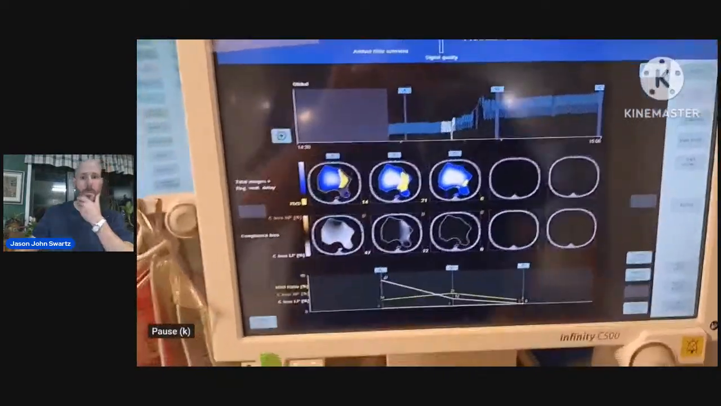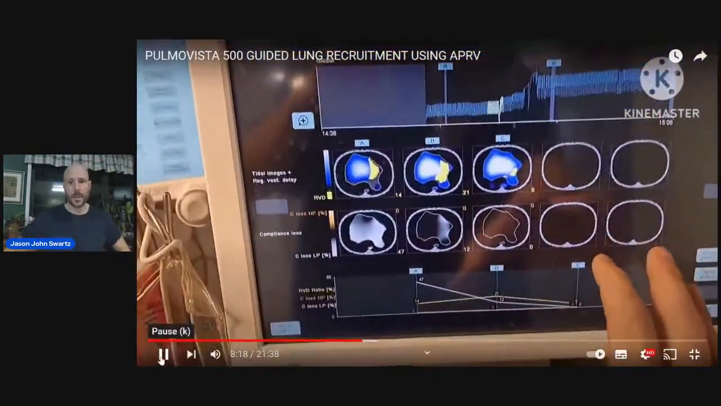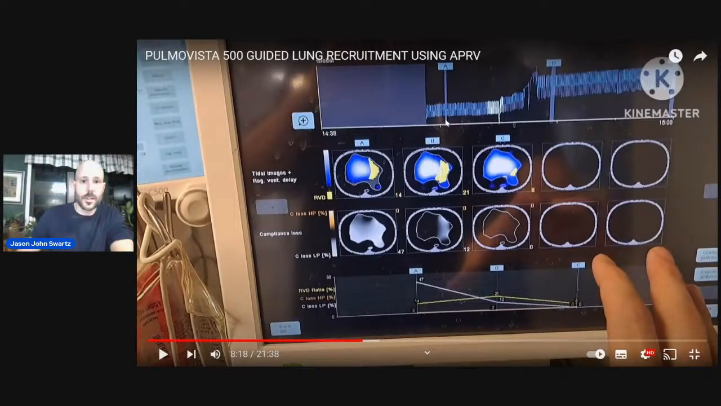Okay, so with the electrical impedance tomography, over here you see the A. That was the conventional mode. And then B was right away when we switched to APRV. And it's comparing and saying, when you were at A, you see all this white? That's compliance loss. The whole lung was not very well compliant. And this yellow part here means that there's cyclical opening and closing.